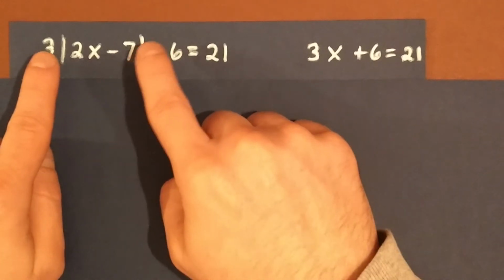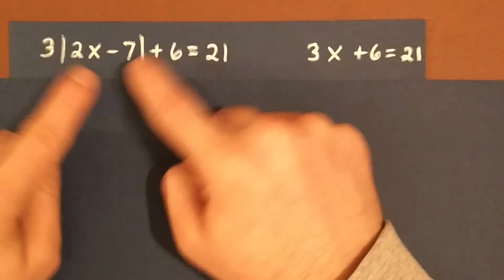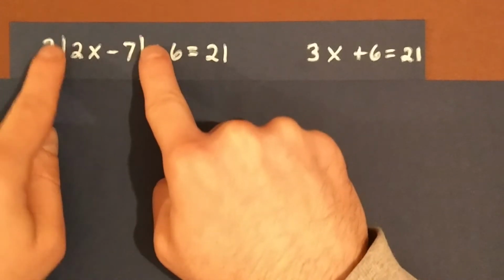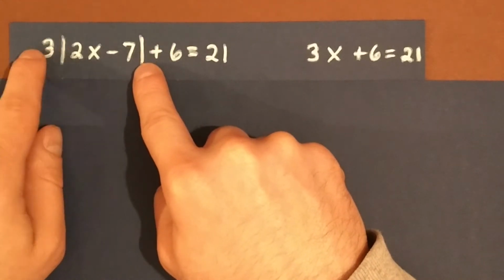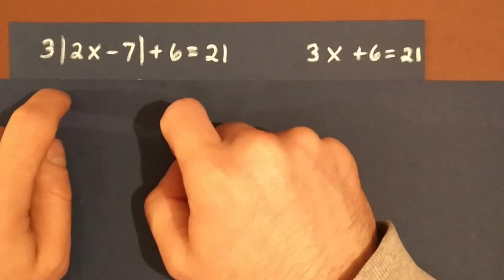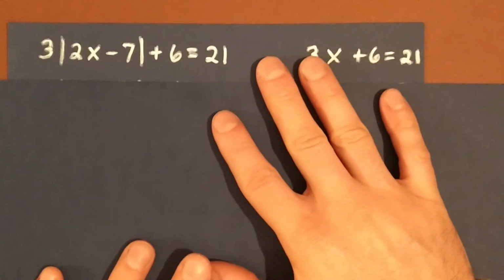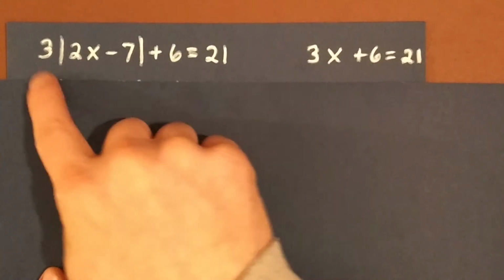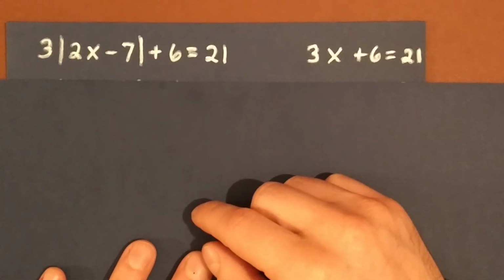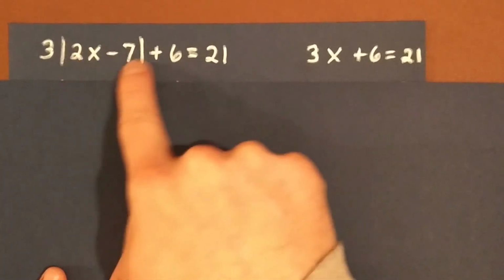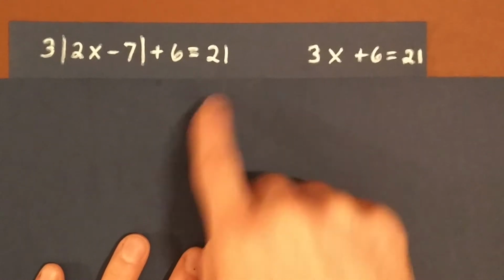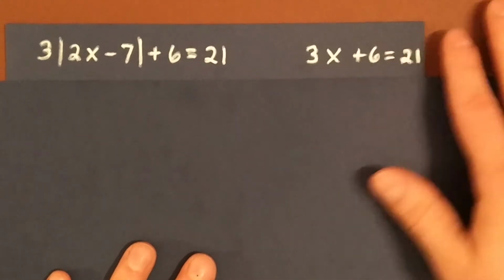And you can think of it, maybe if you haven't seen equations like this before, maybe you've seen equations where you have an expression in parentheses, like 3 and then in parentheses 2x minus 7. So it's a similar structure to that. But with parentheses you can distribute, and with absolute value you can't. That doesn't work. So we have 3 times this expression plus 6 equals 21.